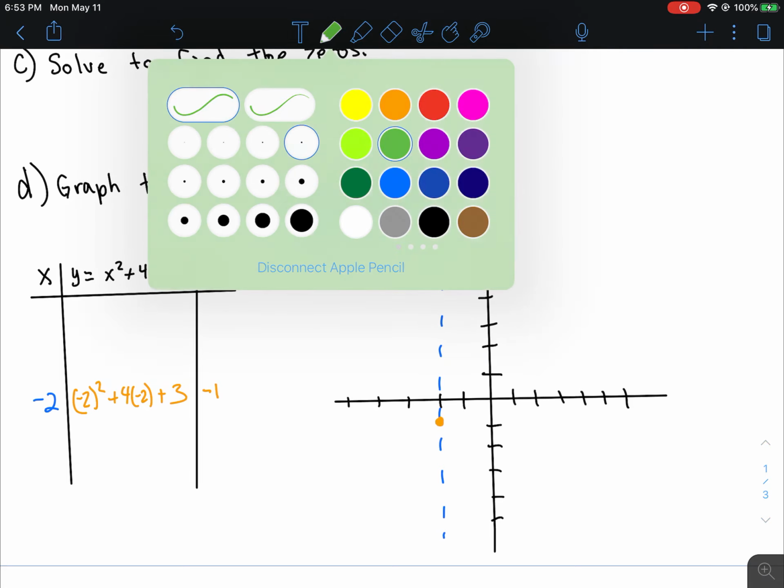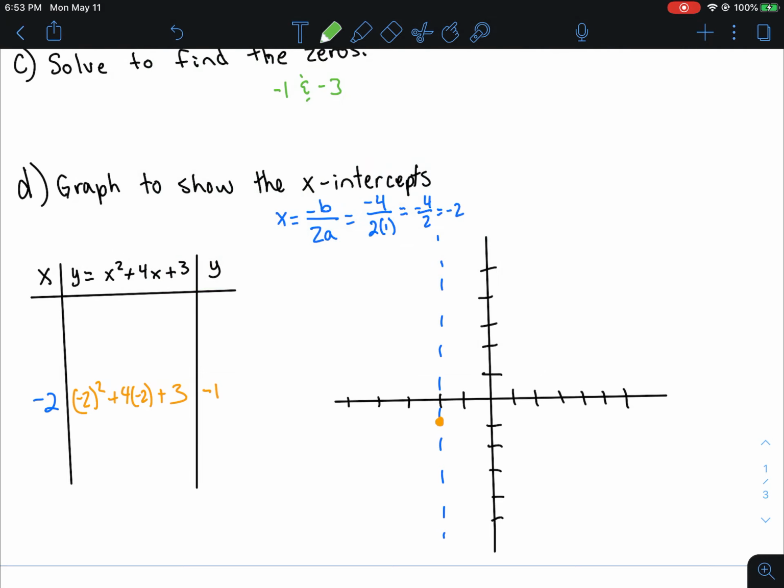So now I'm going to plug in other values. Remember, 2 to the left and 2 to the right. So 2 to the left of negative 2 are negative 3 and negative 4. I'm going to write a little bit bigger so I have a little more space. And then 2 to the right are going to be negative 1 and 0. So remember that zeros do not mean that x is 0. It is where y equals 0.